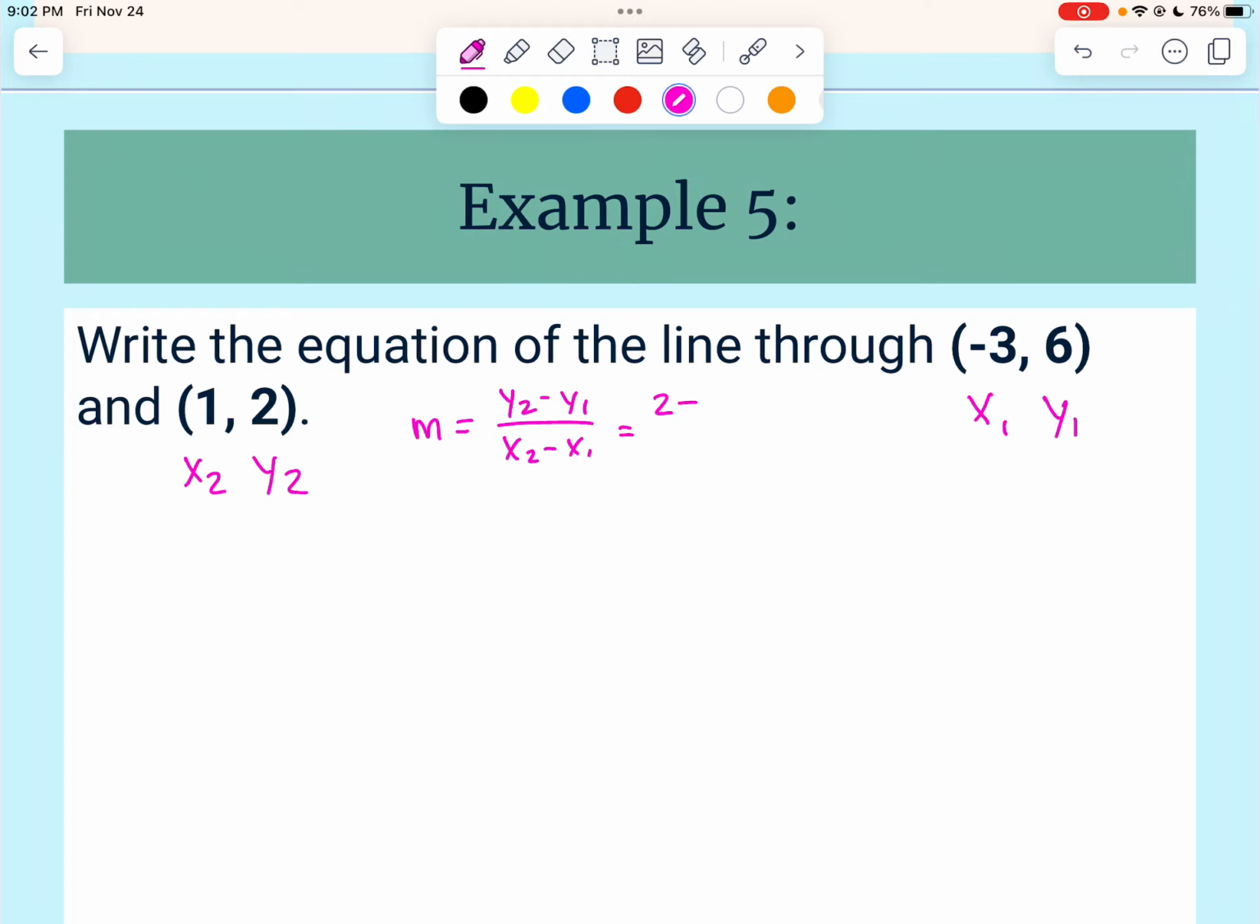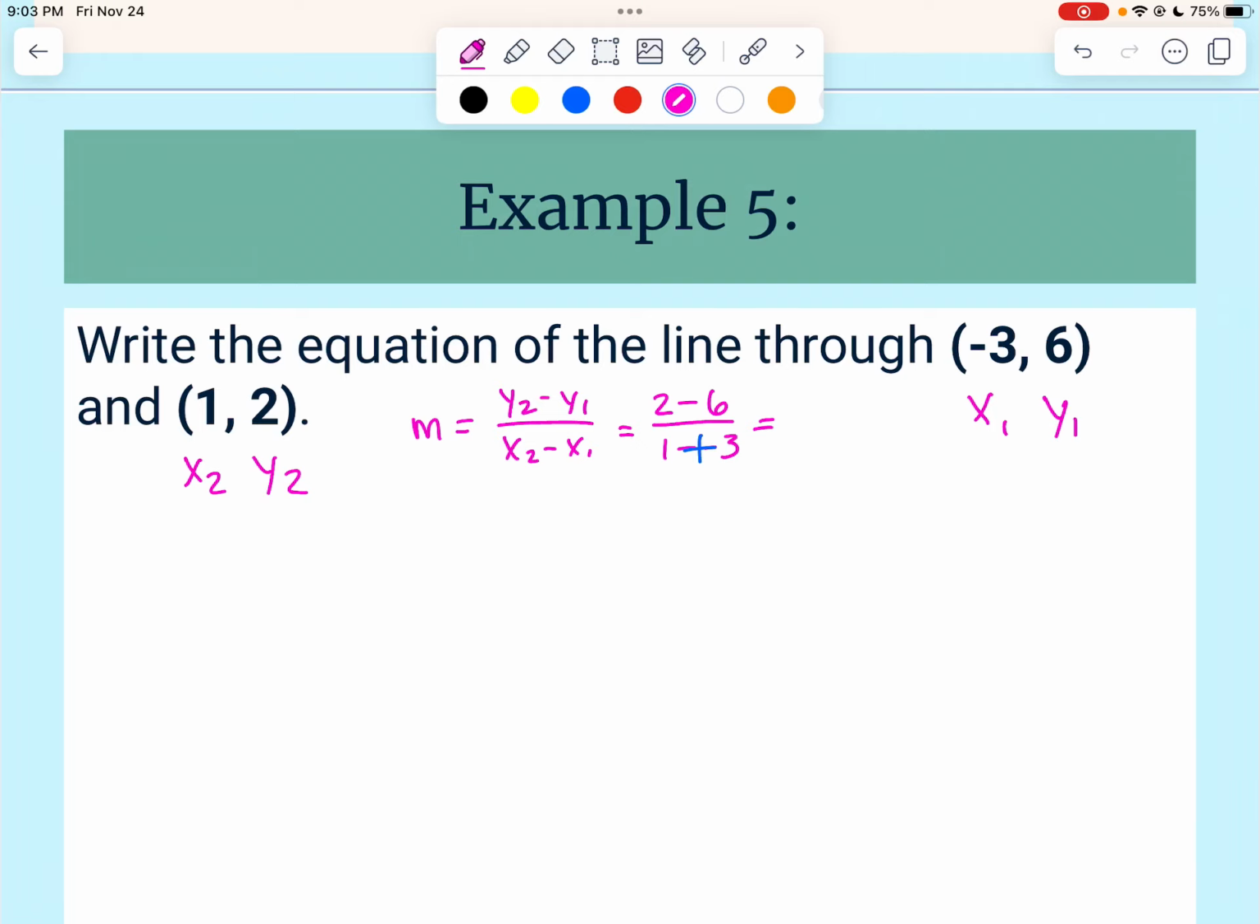y2 is 2 minus, now I look at y1, that's 6, awesome, divided by x2 is 1, minus, now I look at x1 and I see a negative 3. I already have the minus sign there, but I also need to put -3. Careful, I get a double negative. So my very next step, actually, in the same step, I'm just going to do it all at once. 1 minus -3, I'm just going to change that to a +3 because I got a double negative there.